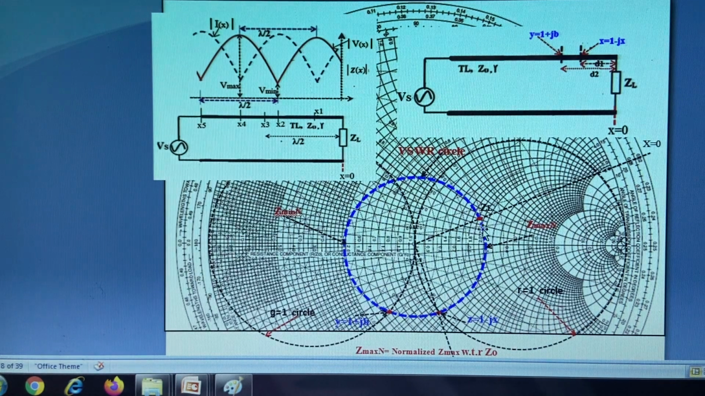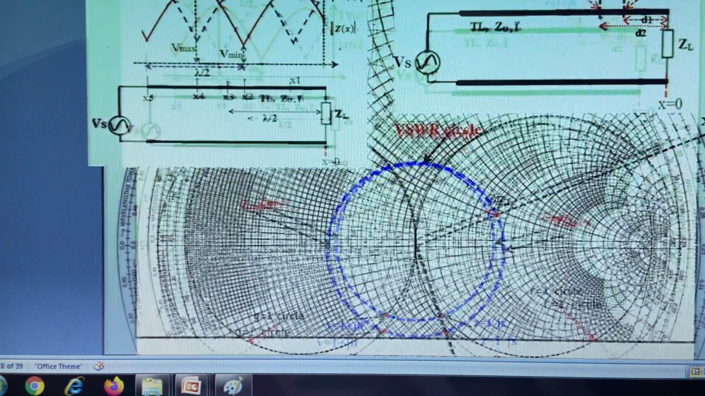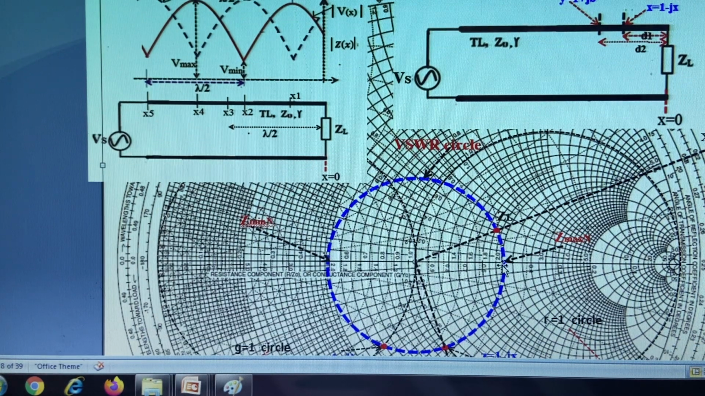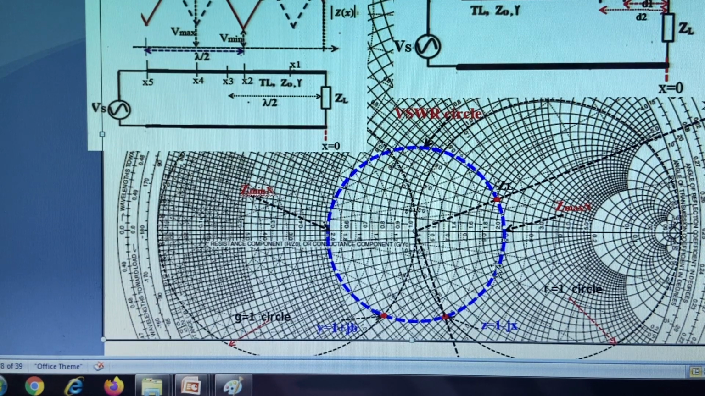Now we can observe from this Smith chart that at the V maxima, so that is a V maxima here, the impedance is maximum. So this is a point here. At this position we will have the Z maximum value. So impedance is maximum here, and as we move, the impedance varies like this.